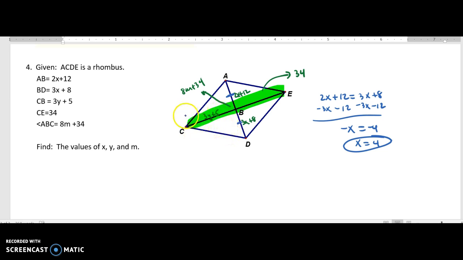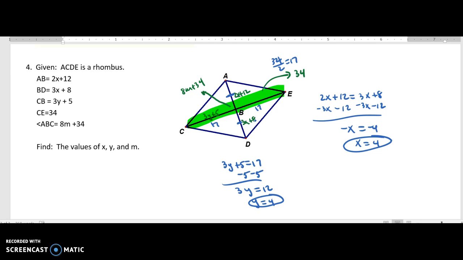Now to find y, what you have to understand is if this whole green highlighted segment is 34, and I know that the diagonal is bisected, I know this piece is 17, and I know this piece is 17, because 34 divided by 2 is 17. So to find y, 3y plus 5 is equal to 17. Now I can solve for y. Subtract the 5, 3y equals 12, divide by 3, y is equal to 4.